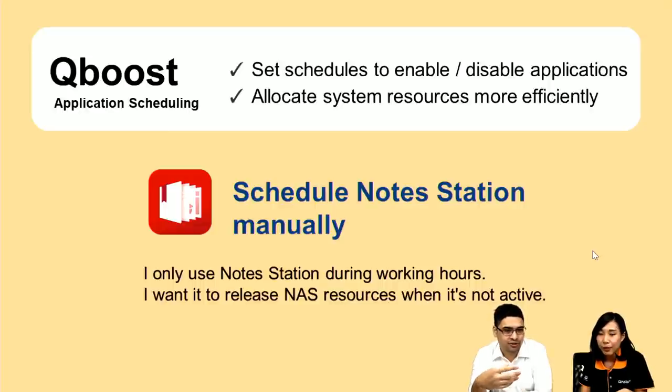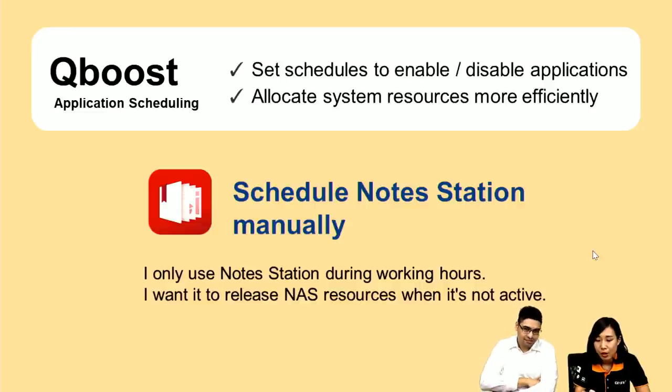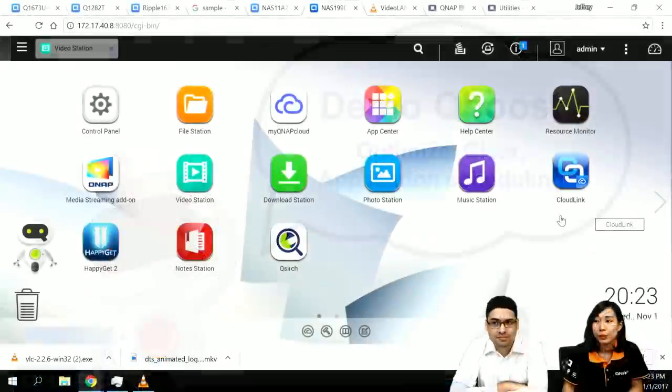Yes. For example, if you only use Note Station during working hours, then you can disable it during nighttime, so you can run more entertainment applications. So it's basically just disabling something you don't want to use based on time, so you can make more memory and resources available for the things that really matter. Yes. So now I will demo how to use application scheduling. All right. Cool. Let's go to the demo.